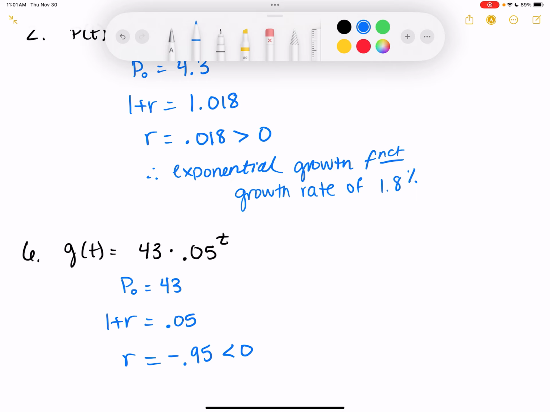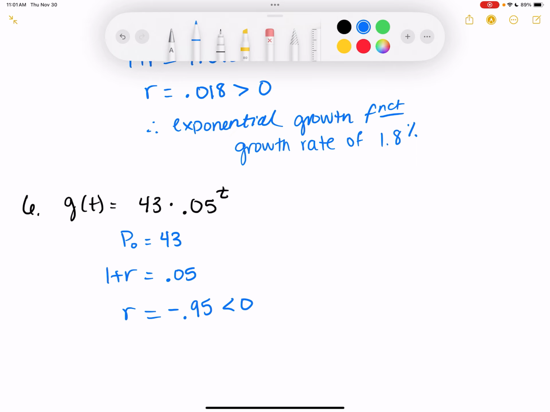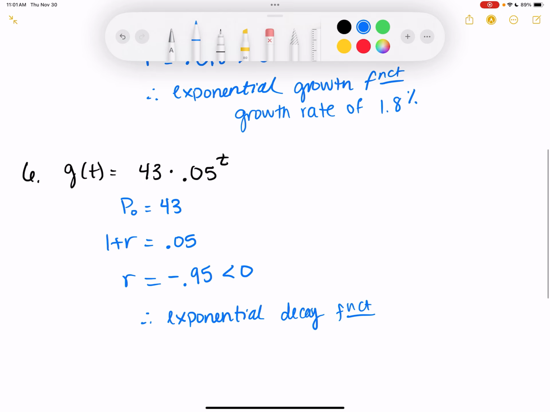So what is this? This is going to be an exponential decay function. And that means we don't say it has a growth rate of negative whatever. We say it has a decay rate of 95%. Okay, so the negative is purely just telling you that it's decay. We call it a decay rate, and we take the negative off. So a decay rate of 95%.